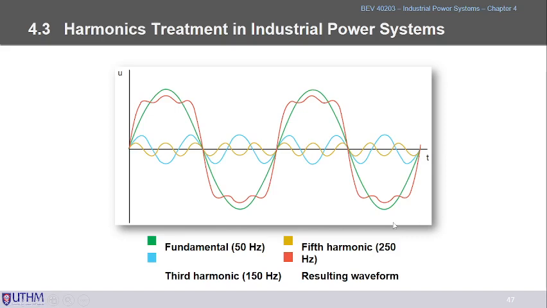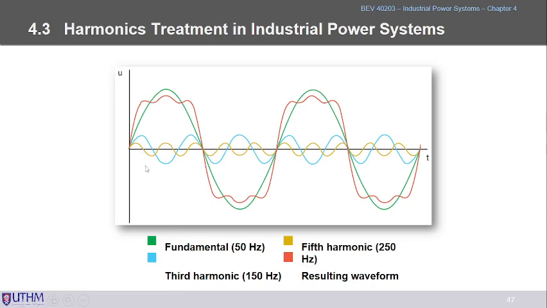Okay, we continue with harmonics in the IPS, right? As you can see here, the illustration shows some waveforms with the third harmonic and the fifth harmonic, as well as the resulting waveform due to the combination of the fundamental, third harmonic and fifth harmonic. In the red color, this is the resulting waveform. It's due to the summation of the fundamental, third harmonic and the fifth harmonic.